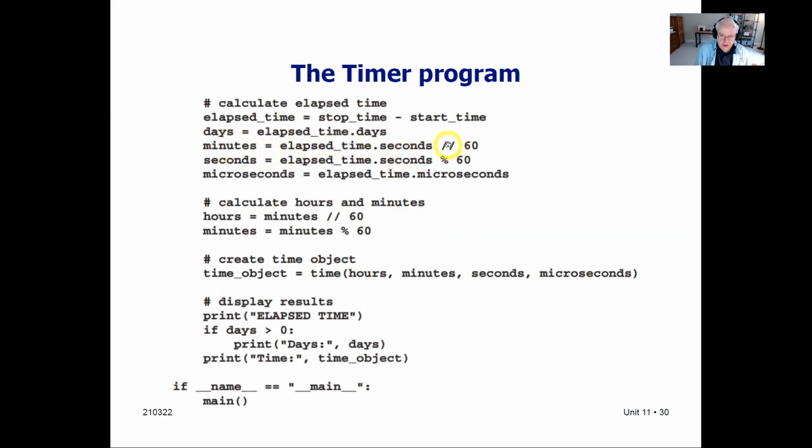Now, since we aren't using timedelta, we've got to do math. So // is an integer division by 60. So we divide the seconds by 60 to get minutes, okay? And then we can do the remainder. That's what the percent here is, the remainder operator, to get the seconds, okay? After dividing by 60, what is the remainder? And then we can also pull off the microseconds as an attribute. So elapsed time attribute, microseconds.